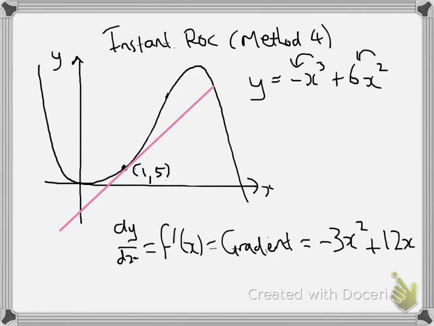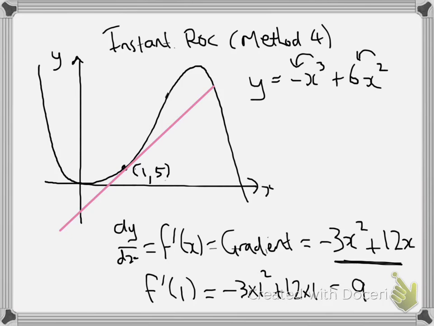And then that would tell us for any x value, if we just sub the x value in there, it tells us the gradient. So the derivative when x is 1, f dash of 1, is equal to minus 3 times 1 squared plus 12 times 1, which gives us 9. So as you can see, those estimates were getting pretty good a couple of methods ago. The exact answer is actually 9. Hope that's helpful.